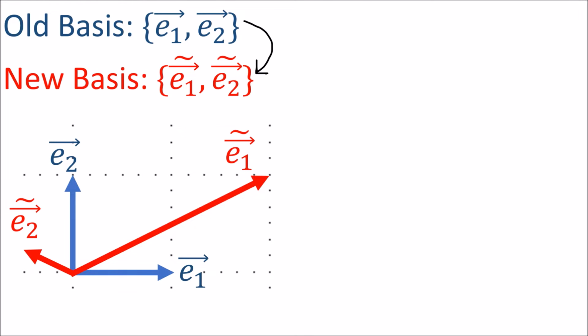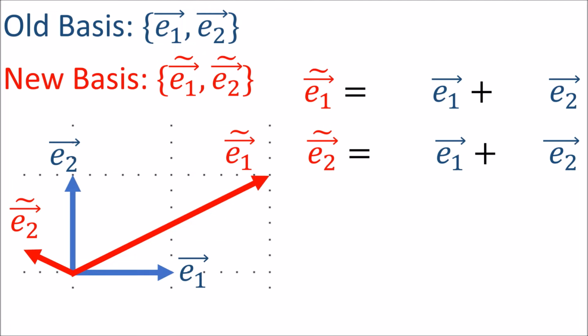So how does that work? Well, all we need to do is build the new basis vectors out of the old basis vectors. Let's start with E1 tilde here. How do we build E1 tilde out of E1 and E2? Well, it looks like we need two E1 vectors and one E2 vector. So I'll just write that in here. Now, what about E2 tilde? It looks like we need 1/2 of E1, but it's in the opposite direction, so that's actually minus 1/2. And then we need 1/4 of E2, so I'll just write those in.